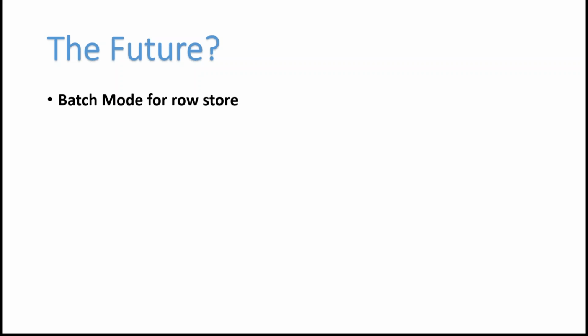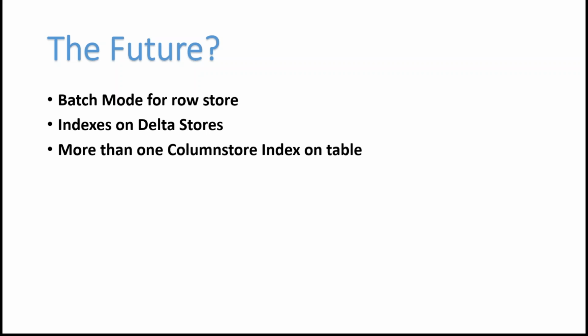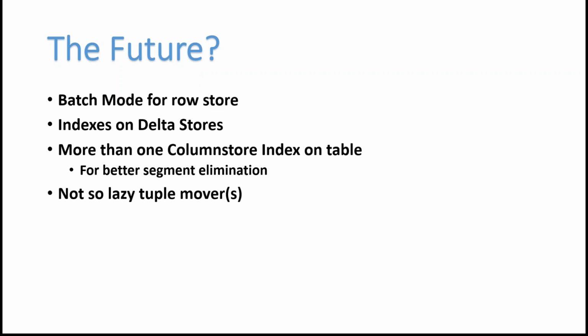And I really want to see batch mode for row store and indexes on Delta stores. So in case we have a lot of data in the Delta store, the querying of the Delta store will be faster. I really want to see more than one column store index on a table for better segment elimination and for better ordering, and not so lazy tuple mover, or tuple movers in general.